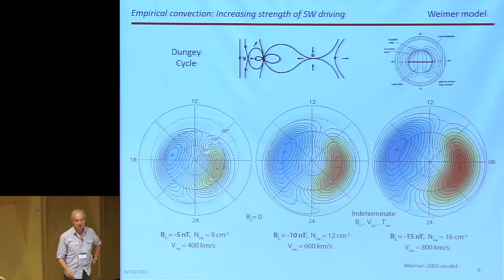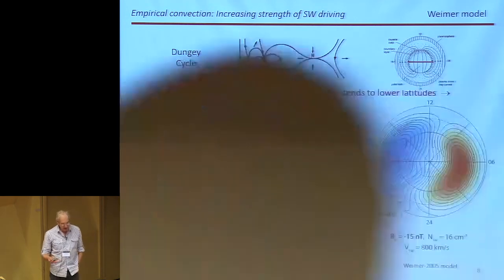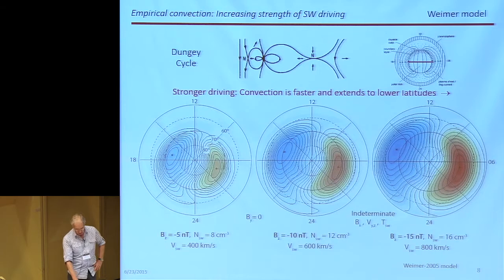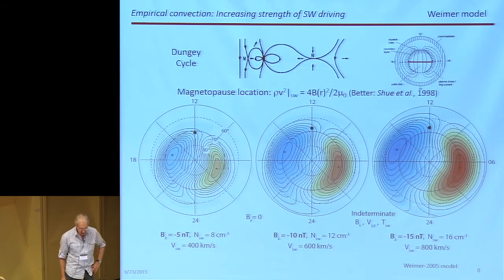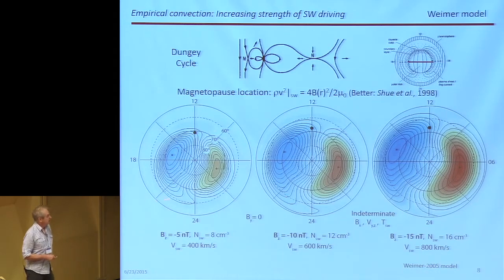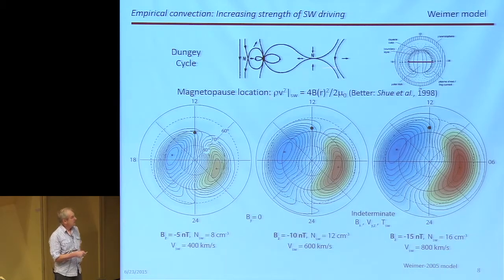And I'd like to call your attention to some of the differences we've looked at and tried to understand with new eyes. So stronger driving, we know that the convection is faster and it extends to lower latitudes as you go from left to right in this plot. The location of the dayside convection throat is offset from noon here, but roughly speaking, it's predicted, at least for conditions of due south IMF, reasonably well by determining where the magnetopause is located, the standoff distance of the magnetopause, which, this is the first order approximation, an empirical relation by Shue gives a better formula. And these dots indicate the mapped location of where that is, which corresponds reasonably well with what you see here.